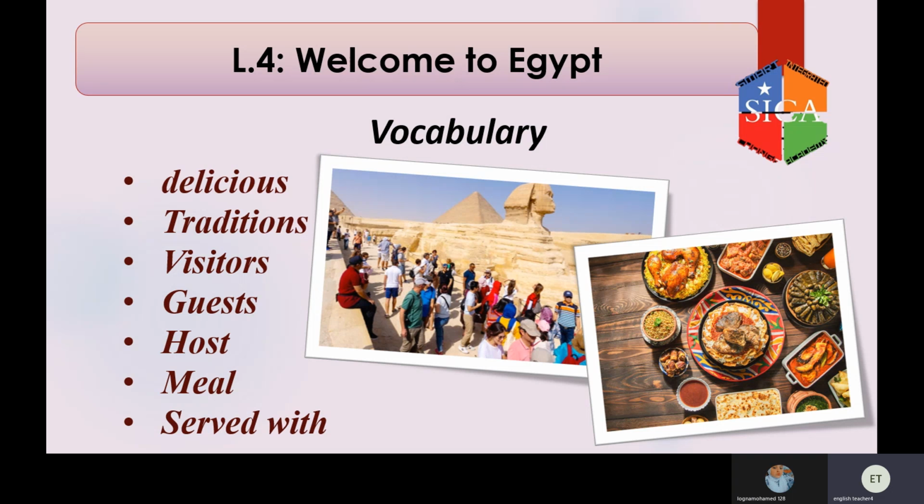And here we have the word meal. You can say this is a meal. And served with. Served is a verb, and with is a preposition that comes with this verb. So when you serve food, you can say this dish is served with, and you continue with what you serve with. Maybe garlic, or soup, or vinegar, or tomato sauce, something like that, okay?